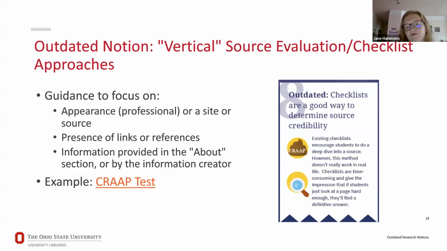And does the site look professional? Does it have any typos? Do they have links? Do they have references? Trusting the About Us section. What do they say about themselves? How do they describe themselves? How do they describe their purpose? Right. So it encourages students to stay on the site and to use the site itself to determine the credibility of the site and what the site tells you about itself.